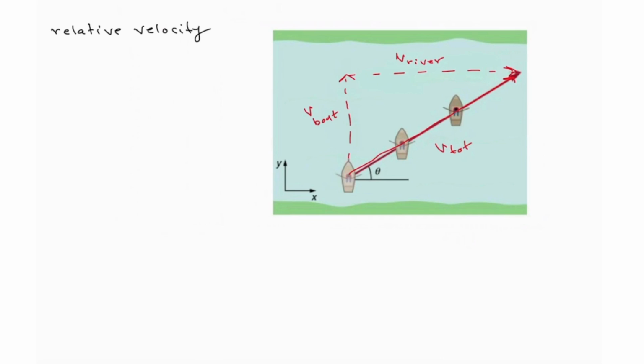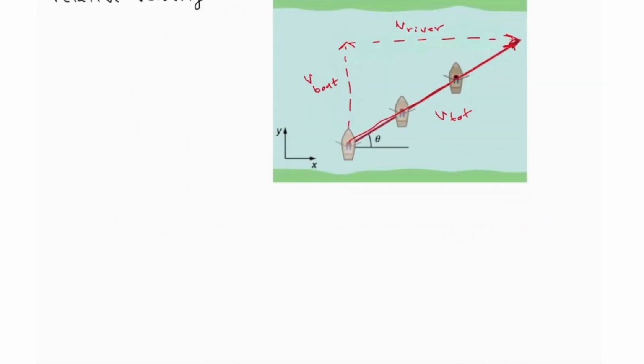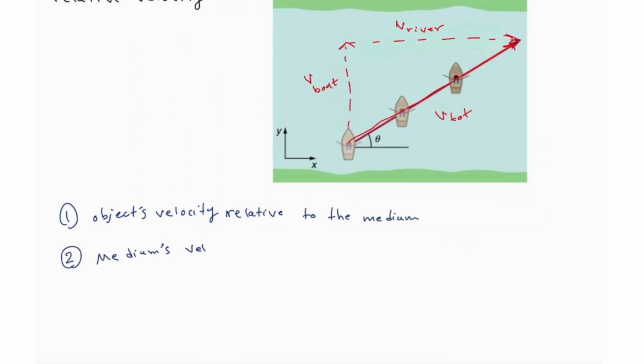So in any situation where an object is moving within a medium, there are two velocities to consider: the object's velocity relative to the medium and the medium's velocity relative to an observer on solid ground. To find the object's velocity relative to the observer, we need to find the sum of these velocity vectors. So how do we add these two vectors to find the total velocity?